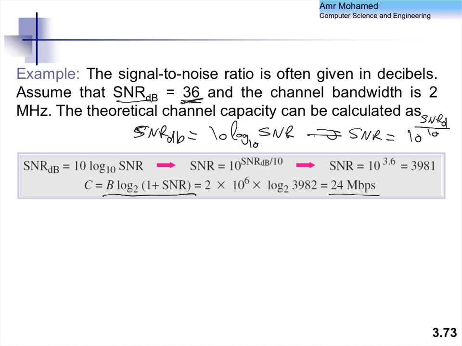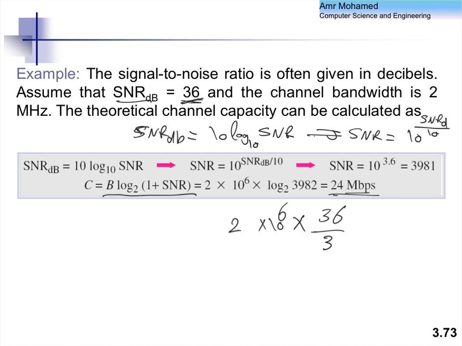However, if you observe that 36 is already high, you can save some time and say this is actually 2 megahertz times the SNR in decibel divided by 3 right away. So it becomes 12 times 2, which is 24 megabits per second. So I can get to the same answer quickly, okay? Just by observing the fact that the SNR in decibel is high.